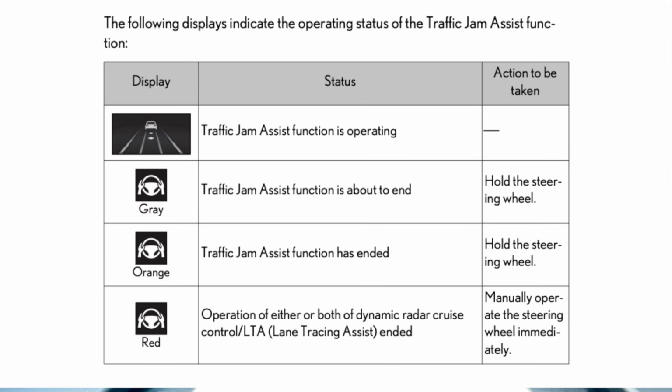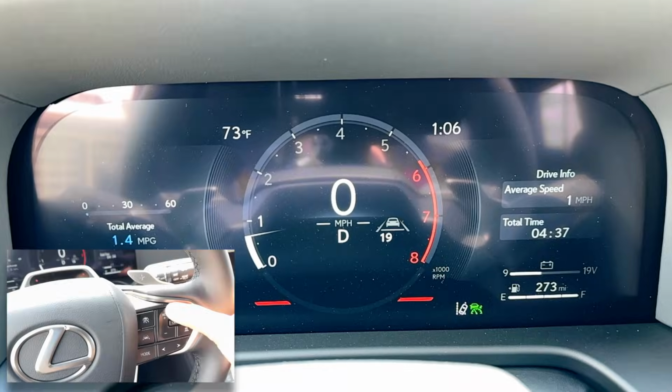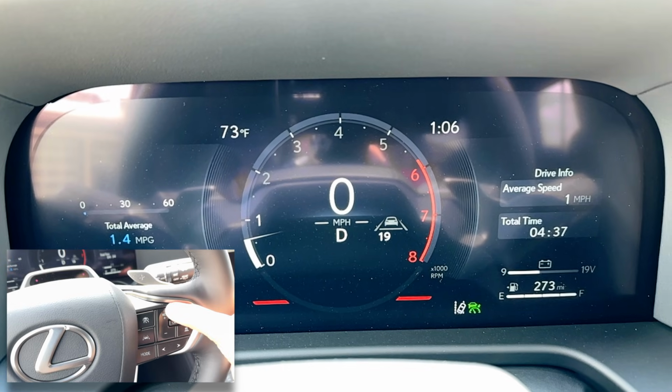Now keep in mind that's only if you have the traffic jam assist feature. So if you don't have traffic jam assist, your GX might bring you to a stop, but then you would just press resume or apply the accelerator to begin cruising again.